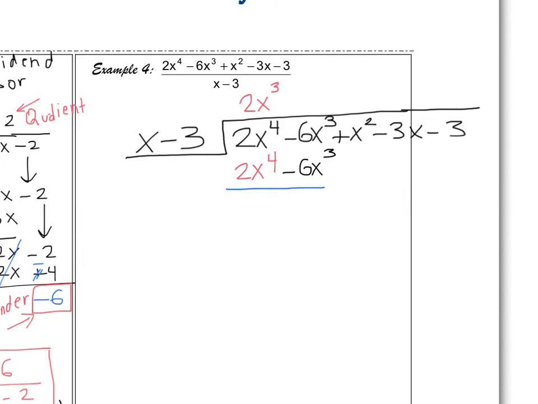Now once you multiply, don't forget to change the sign. So that's going to be a negative and that's going to be a positive. So 2x to the 4th minus 2x to the 4th, that's a 0. -6x to the 3rd plus 6x to the 3rd, that's a 0. So that's a 0x to the 3rd. Okay? You don't have to write x to the 3rd, but it's just a 0. Now let's move everything down.